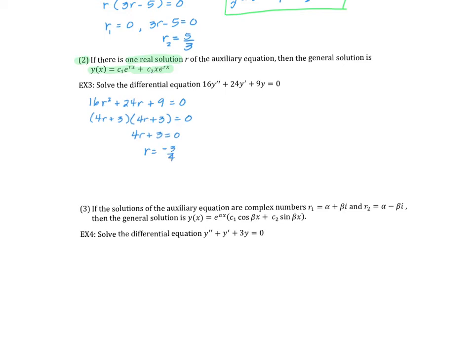One real solution, the form is going to be y of x equal to c sub 1 e to the negative 3/4 x plus c sub 2 x e to the negative 3/4 x.